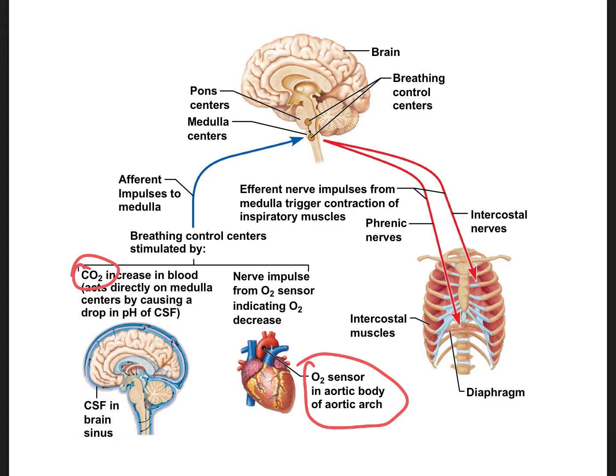The other gas, carbon dioxide, increases in the blood, okay? But we don't have a chemoreceptor for carbon dioxide in the blood, okay? Instead, there's a chemoreceptor for carbon dioxide in the cerebral spinal fluid of the brain, okay? So it's a little bit different. But we know blood goes to the brain, right?